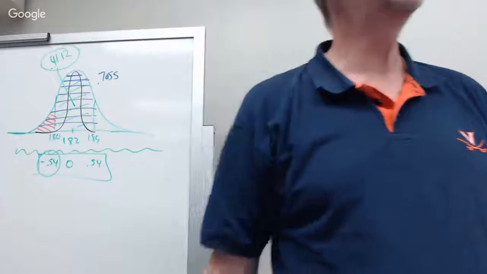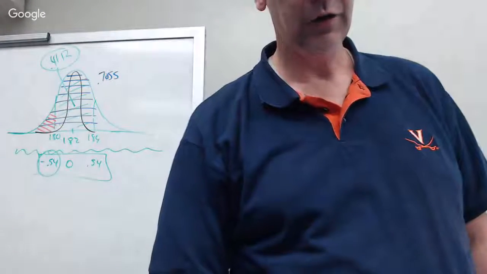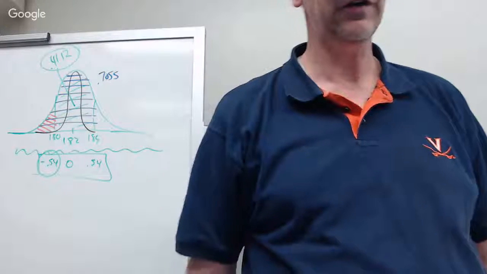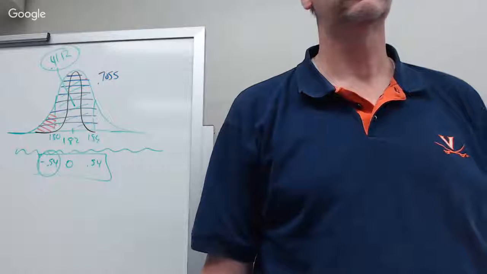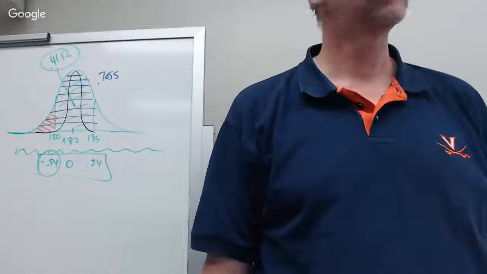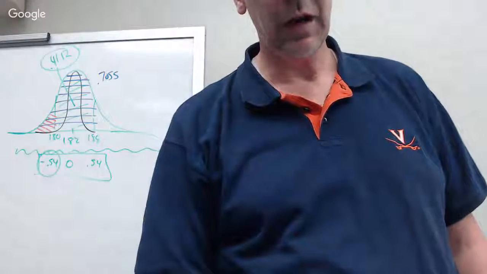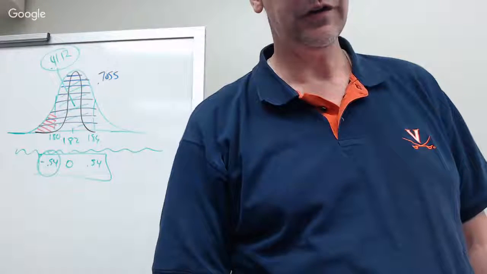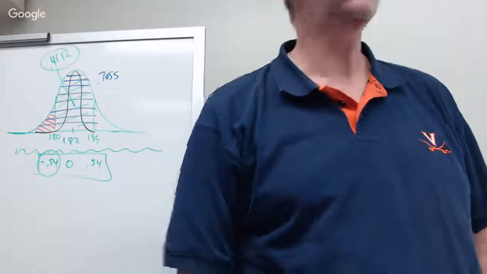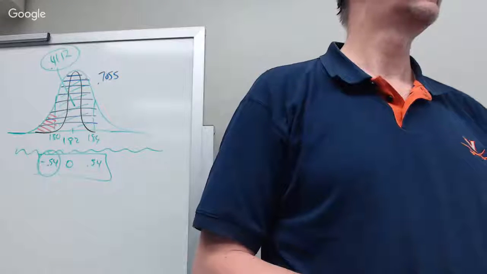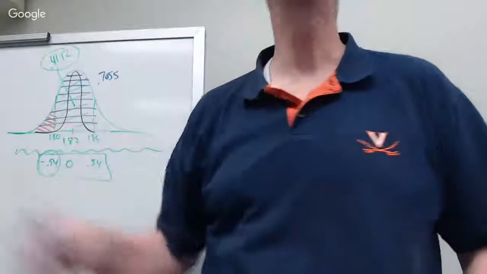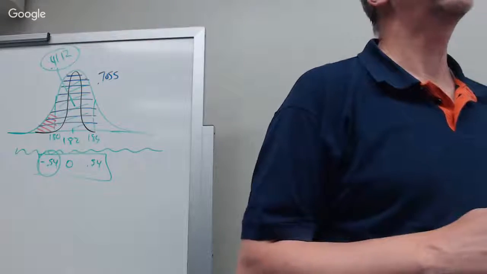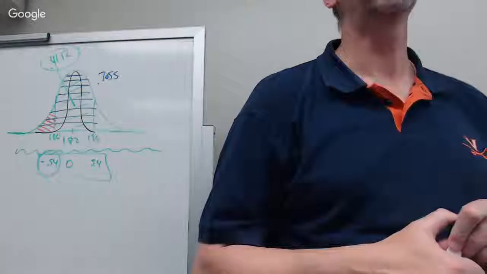We went from 3.7 to 1.17. So I cut it almost in a third, which made my z-scores go from a half a standard deviation to almost 2 standard deviations. So I drew that a little too skinny. It wasn't quite that skinny, but that's the idea of what's going on.